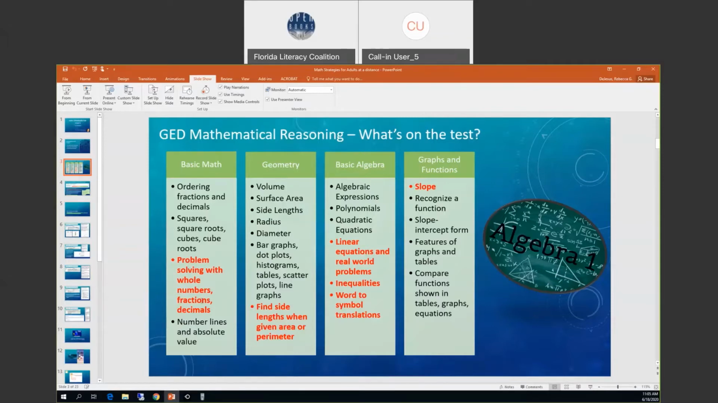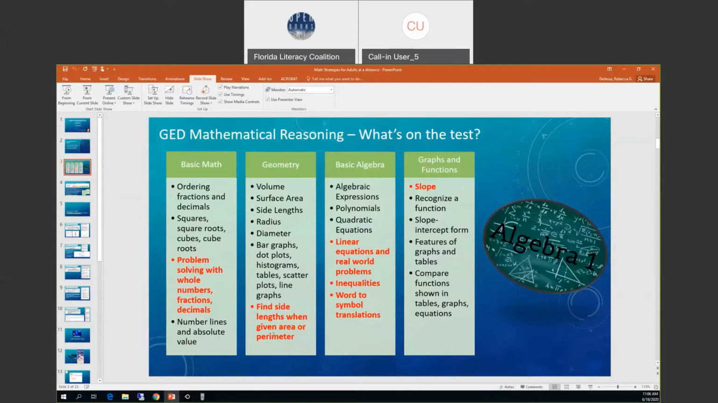I have highlighted in red some of the main areas in each category. In the basic math category, I would say the fractions, decimals, and percents are going to get people. And in this section, you're really going to need to pay attention to word problems, because almost the entire test is going to be presented through word problems. So those reading and unpacking skills are going to be very important.